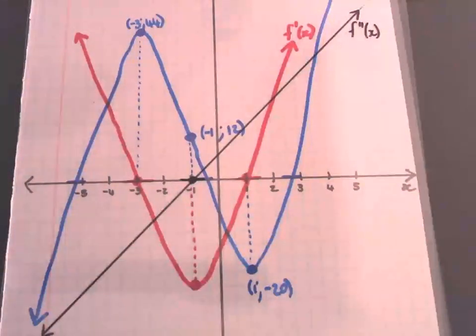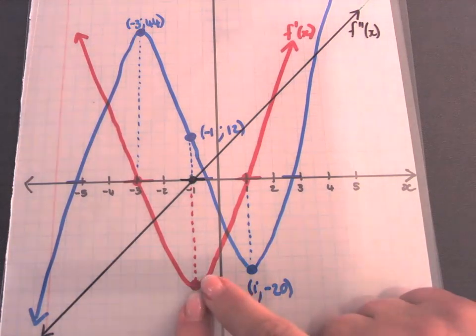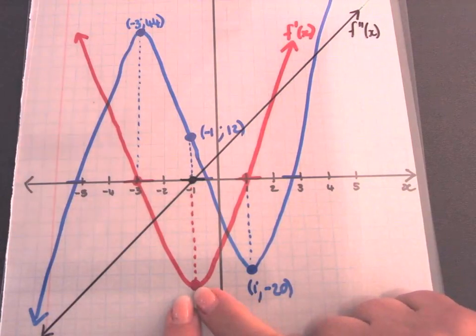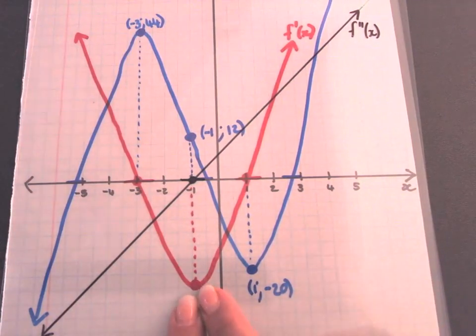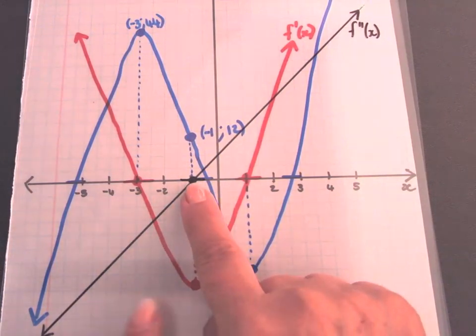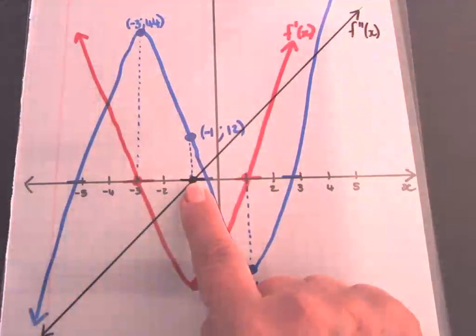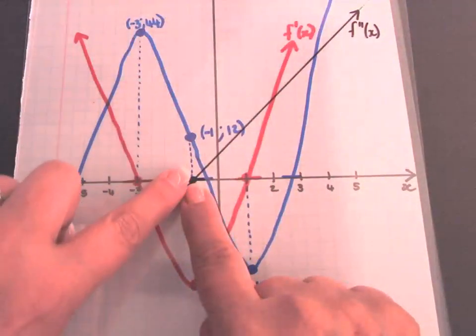Is the turning point and the x-intercept of the straight line also equal to the point of inflection? This turning point's x value is the same as the x-intercept of the straight line, but it's also the same as the x value of the point of inflection.